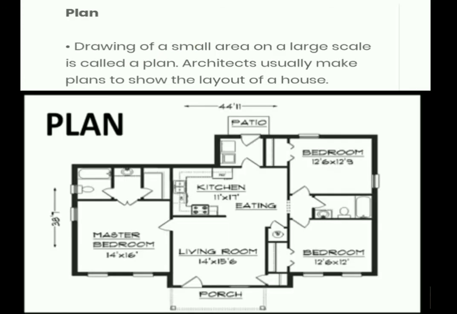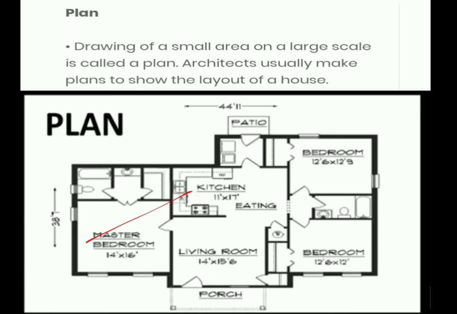So next we go through the plan. A plan is a drawing of a small area on a large scale. A large scale map gives a lot of information, but there are certain things which we may sometimes want to know, for example the length and breadth of a room, which can't be shown in a map. At that time we can refer to drawings drawn to scale, called a plan.